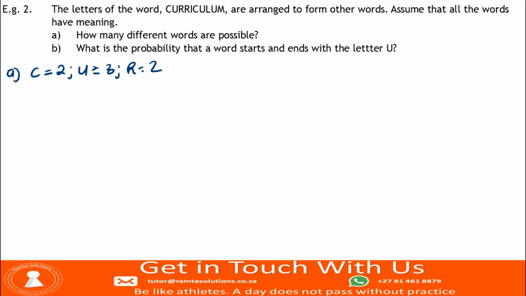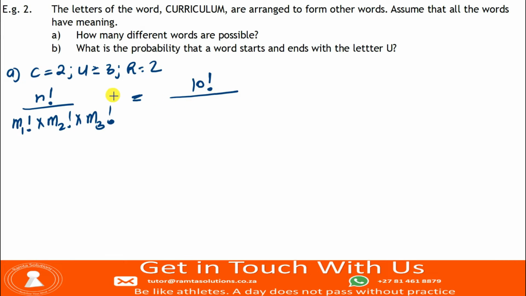Now, when it's like this, you recall a formula when letters are repeated. N over M sub 1 factorial multiplied by M sub 2 factorial multiplied by M sub 3 factorial. Do you remember that? Okay. So how many letters are making curriculum? 10 letters are making the word curriculum. C repeats twice. U repeats 3 times. R repeats twice. So how many words are here? Let's see.